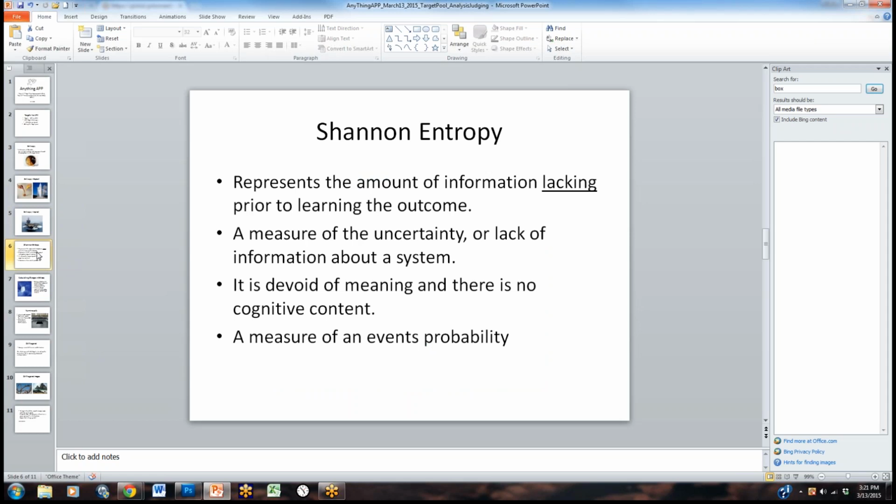And this is also translating, more or less, into information theory, experiencing the target as a vehicle of information. Are you following me? I don't understand. The first one represents the amount of information lacking.